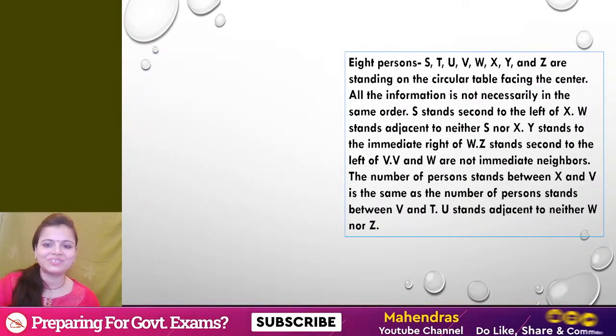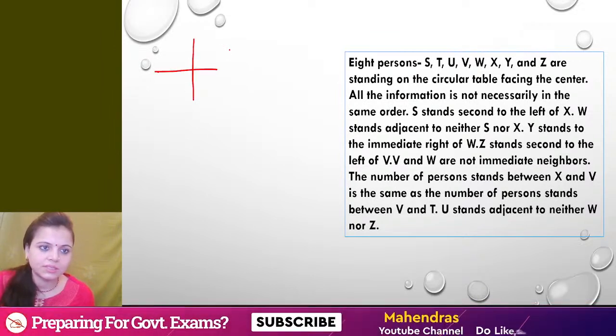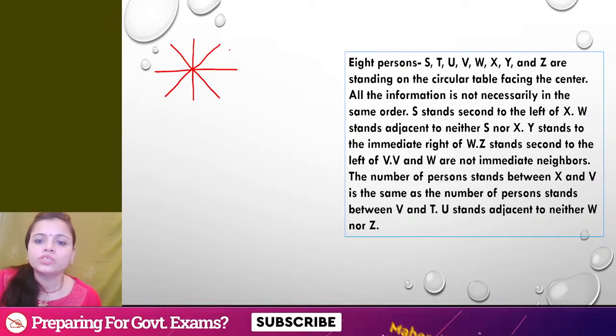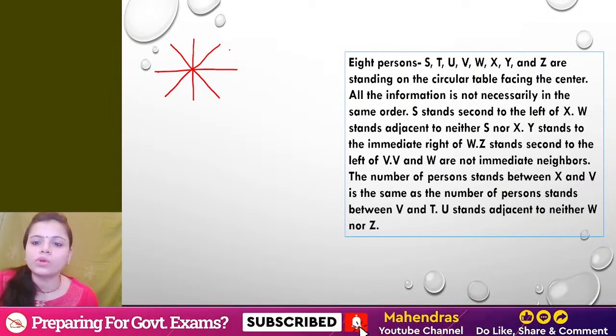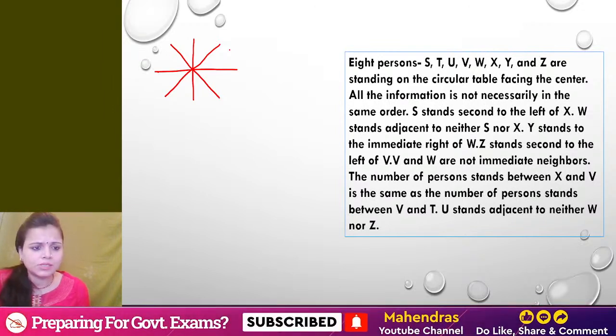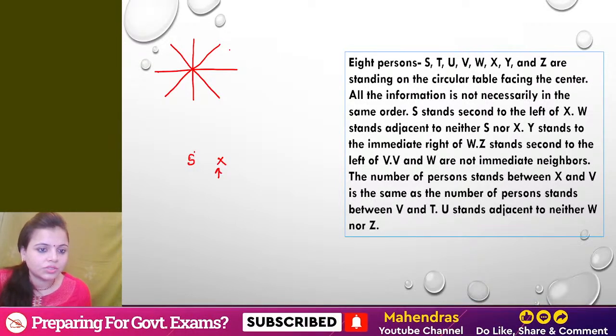Okay, let's start the solution. See, 8 persons are there, so first just draw the places for 8 persons. They are standing on a circular table facing the center. All the information is not necessarily in the same order. S stands second to the left of X. So S is second left of X. Just write down the hint.